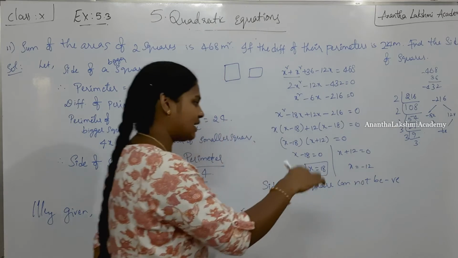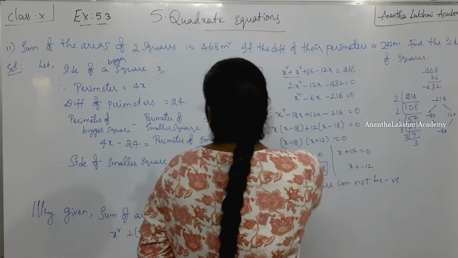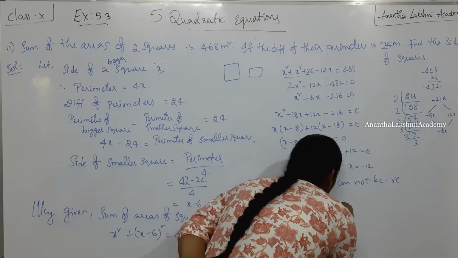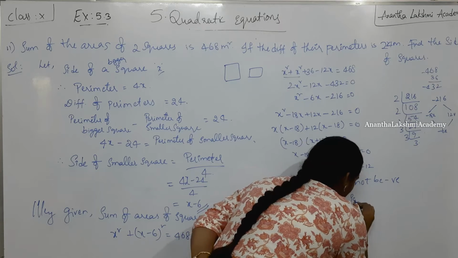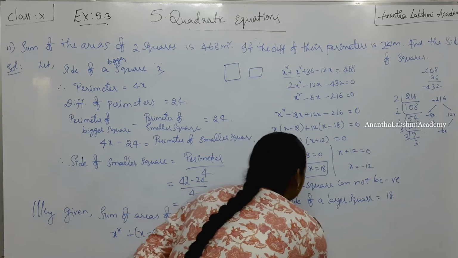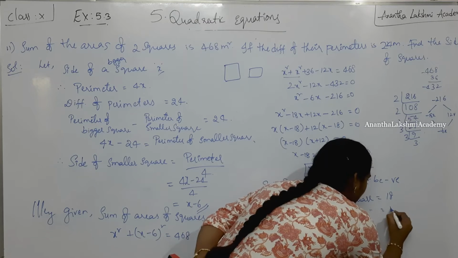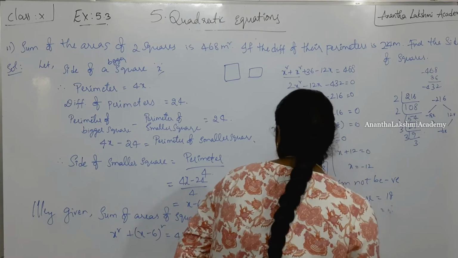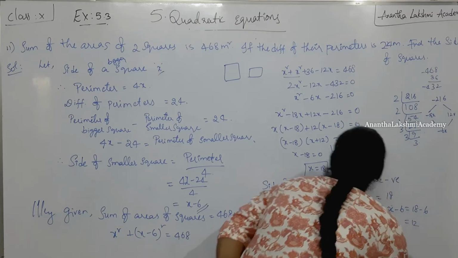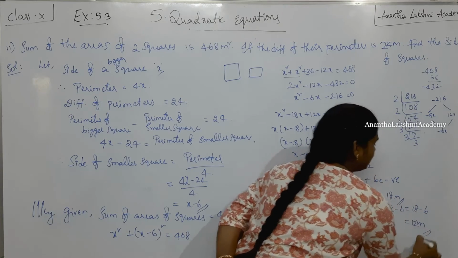Negative, I am writing it as minus v. So therefore, the side of the bigger or larger square is equal to 18. The side of the smaller or second square is equal to 18 minus x minus 6. No, that is x minus 6, which is 18 minus 6, nothing but 12 meters. And this is 18 meters. 18 and 12.